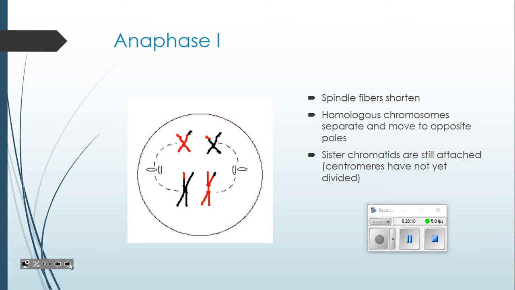The sister chromatids stay attached. The centromeres have not yet divided, and they don't until we get to Meiosis II. And so she mentioned in the video that we watched this idea, and this is a very distinct thing. The thing that I always use to determine whether I'm in Meiosis I or II is whether or not the sister chromatids are still attached, because they stay attached all the way through the first phase of meiosis.